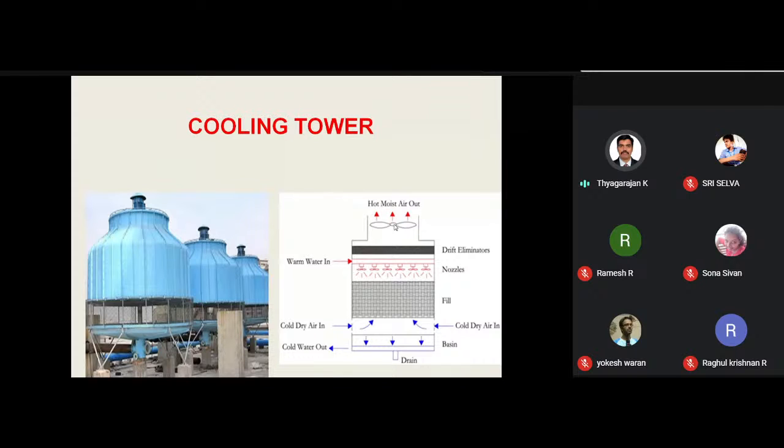Okay. Now we have completed a brief introduction of HVAC. Now we come to our topic of the day: recent trends in the HVAC industries. Recent trends in HVAC: energy saving opportunities and improved efficiency.